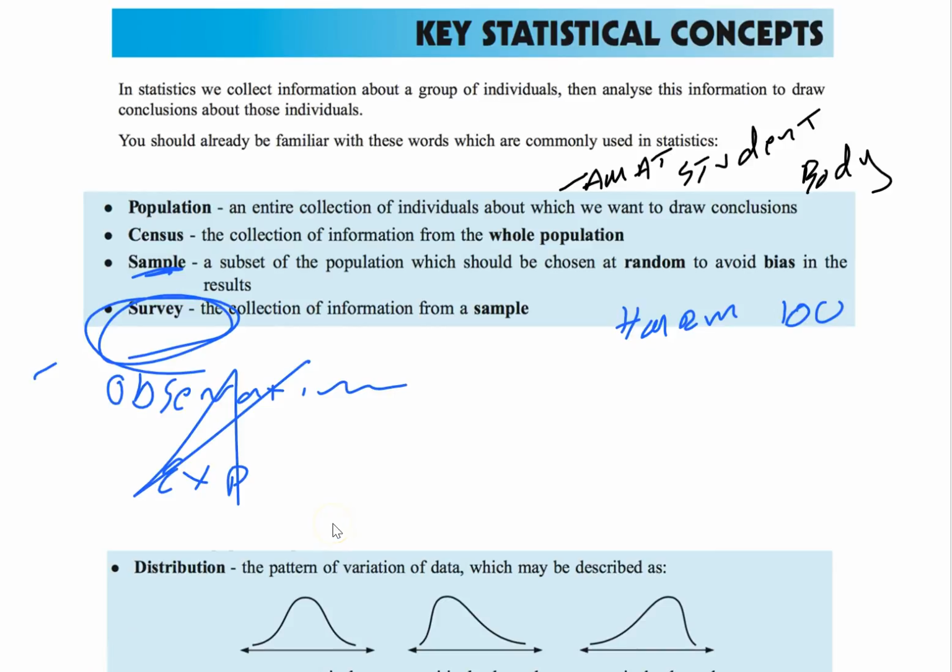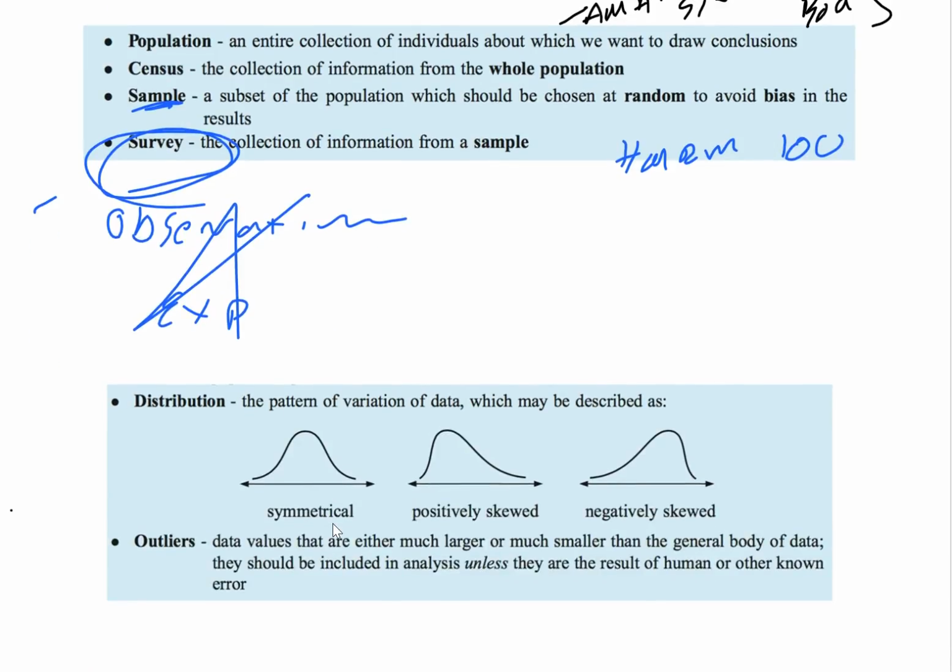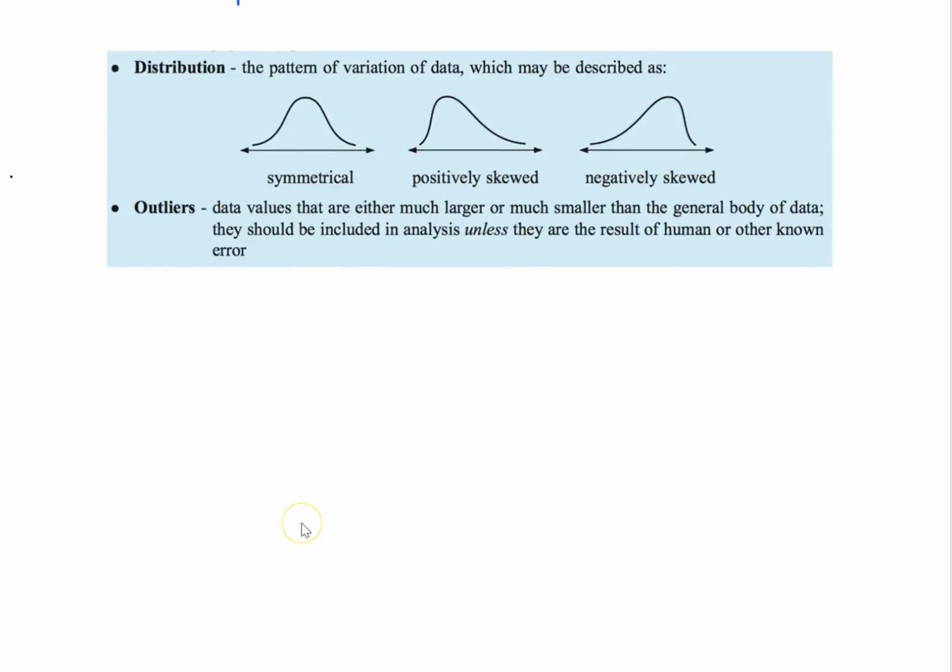Okay, let's talk about two things we're going to focus on in a lot more detail in the future. So that's distribution and outliers. Distribution is just the patterns that your data falls into. So it could fall into a symmetrical pattern, where like all the data is in the middle.